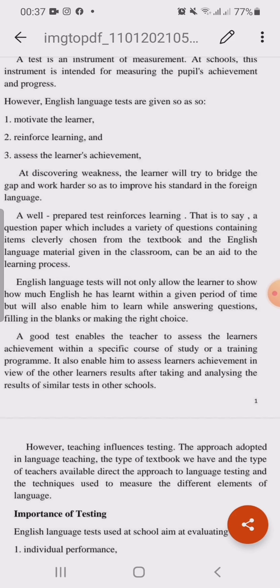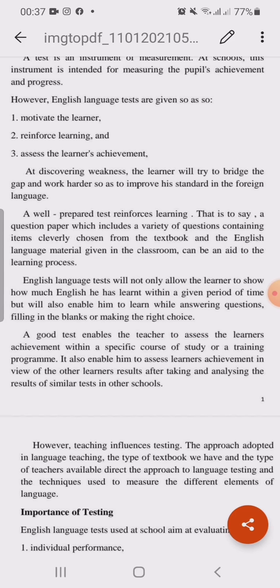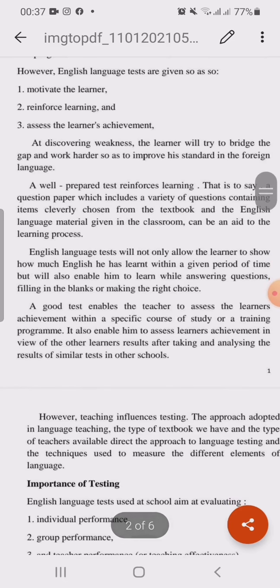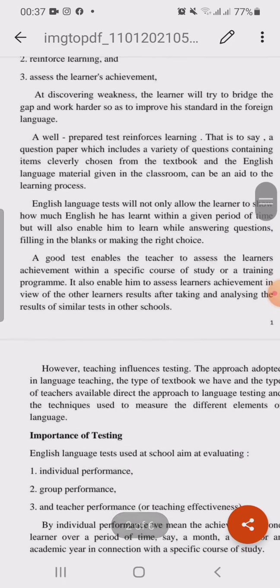At discovering weaknesses, the learner will try to bridge the gap and work harder so as to improve his standard in the foreign language. يعني عند اكتشاف هذه يعني نقاط الضعف، المتعلم سوف يحاول أن يربط الفراغات أي يملأ الحفر بمعنى آخر، وسيعمل جاهدا حتى يعزز his standards يعني لغته الثانية أي اللغة الإنجليزية التي يتعلمها.